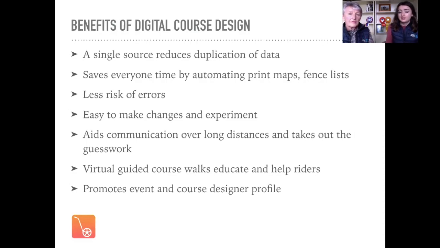So it's very easy to make last minute changes. For example, if you're having to take a jump out at the last minute, then you can just do that in the digital course map and it'll automatically appear in the print map. So that really makes it a lot easier when you're at the event, which can be a very stressful time.